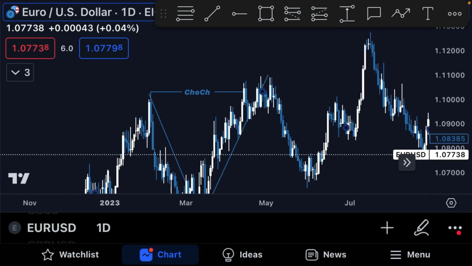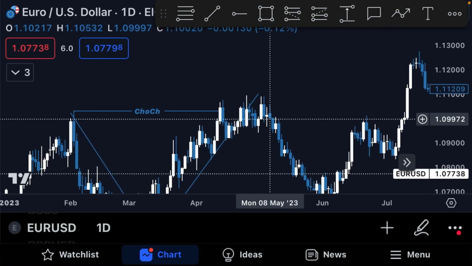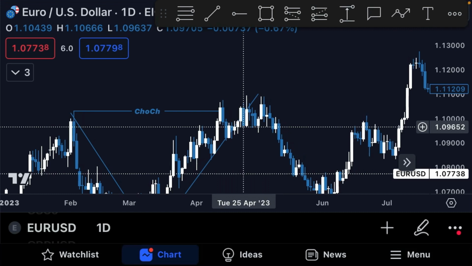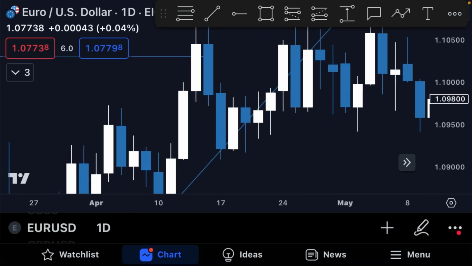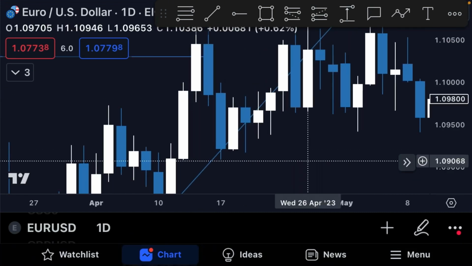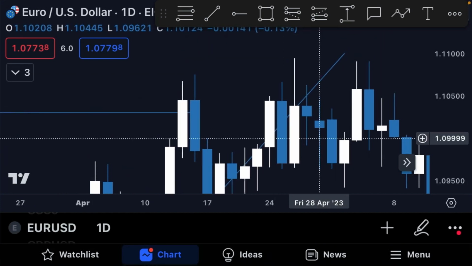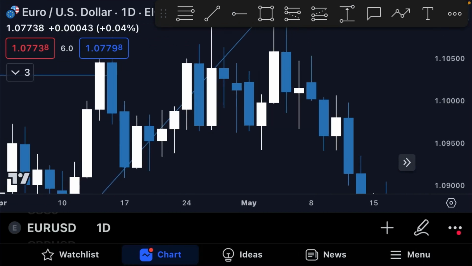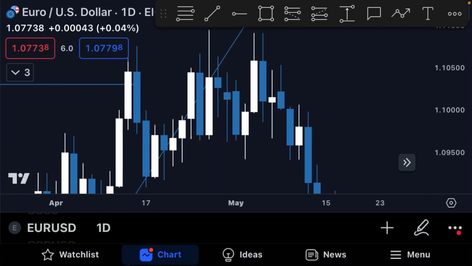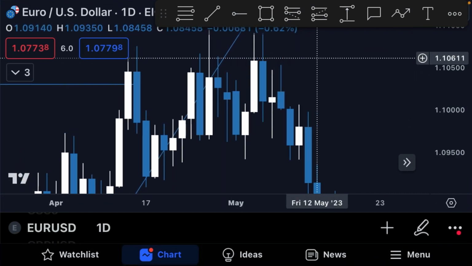So let's see it in real life as well. Once it broke the structure, let me zoom in very well, we can see that we only had just one. We did not have the 3 candles after this last high. So that shows that there's no reversal right now and everything remains a single structure as long as we don't see that. Now we continue heading up to this area.